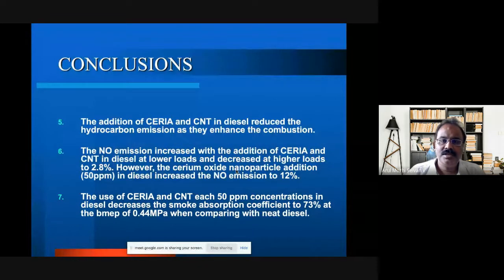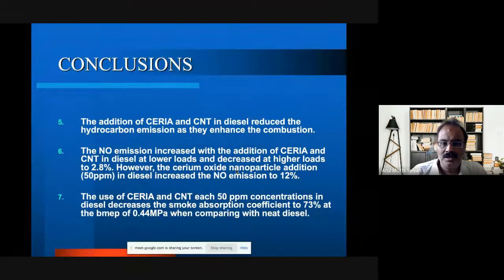The NO emission increased with the addition of ceria and CNT in diesel at lower loads and decreased at higher loads by 2.8%. However, the cerium oxide nanoparticle addition, that's 50 ppm, in diesel increased the NO emissions by 12%. This is evident because the combustion is better, so it enhances the heat transfer. Because of the increase in temperature, the NO emissions have increased, because NO directly depends on the combustion temperature.